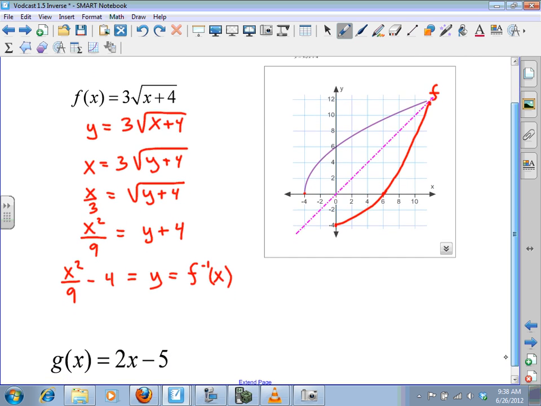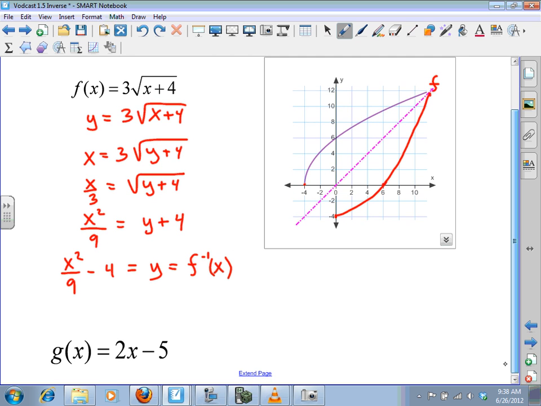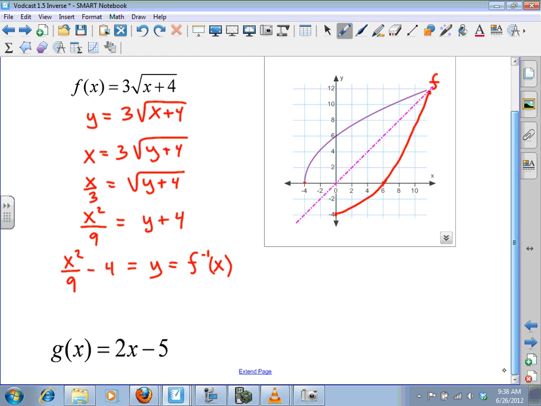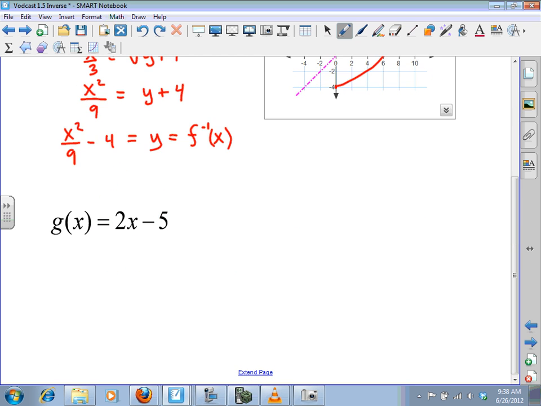I would like you to pause this and find g inverse of x with this example.